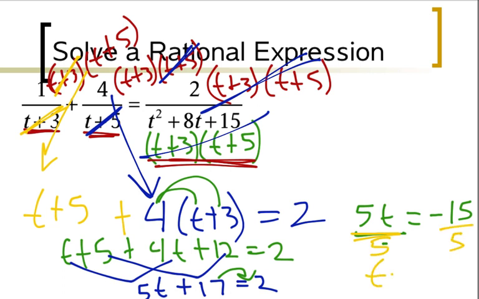And I get t equals negative 3. Okay? So now again, I waited till the end to check. I probably should have done that at the beginning, but I need to check my solution again to see if it actually works.